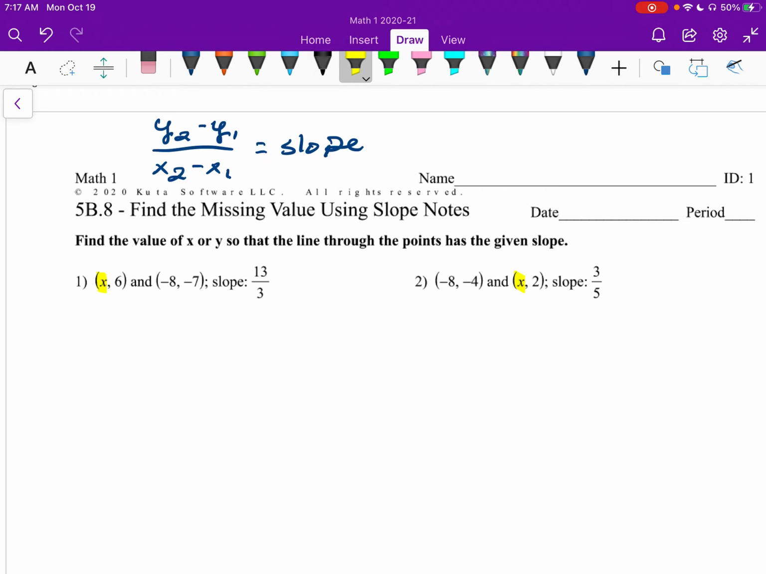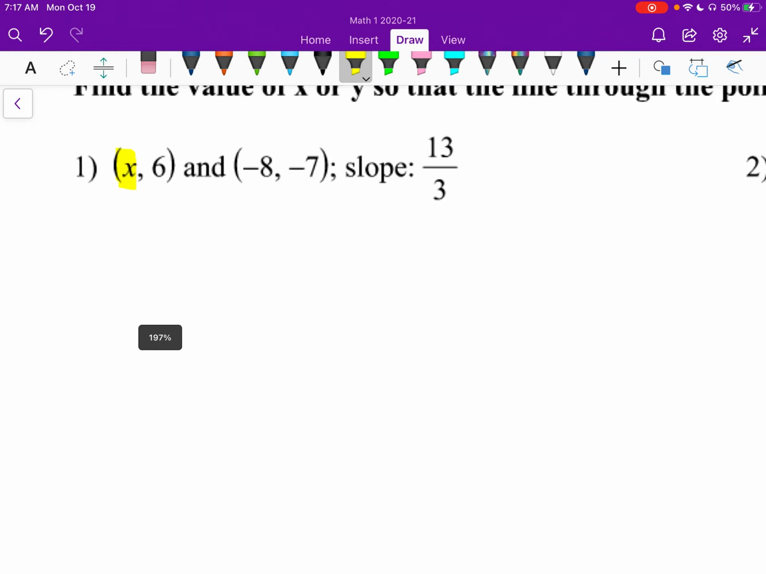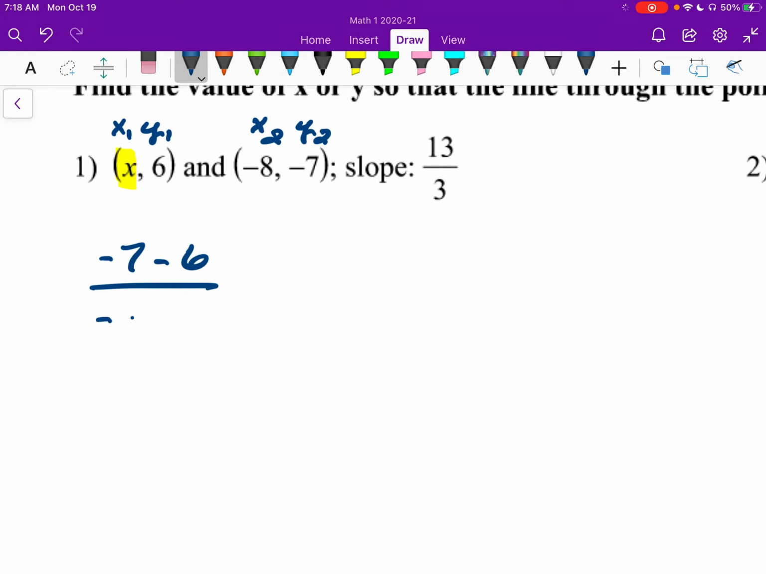But again, we're going to start off by plugging into that slope. So you need to have that slope formula memorized or written down right next to you so that you can grab it really easy. So let's start off by labeling our points. We'll have x1, y1, x2, y2. And then we're going to plug into that formula. So I'm going to have negative 7 minus 6 over negative 8 minus x equals our slope, which it tells us is 13 over 3.